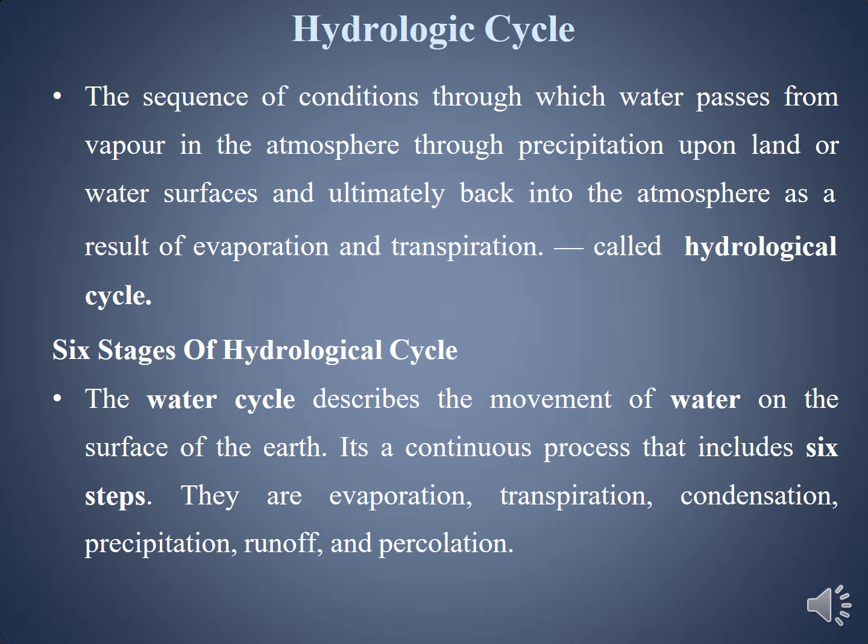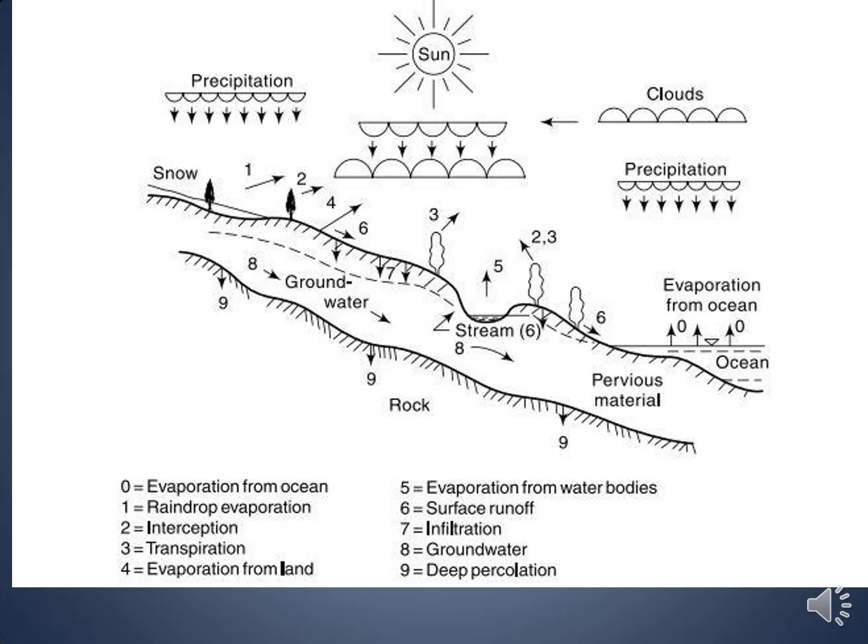So coming to the hydrological cycle, it is the sequence of conditions through which water passes from vapor in the atmosphere through precipitation upon land or water surface, ultimately back into the atmosphere as a result of evaporation and transpiration, which we call the hydrological cycle. The 6 stages of the hydrological cycle are evaporation, transpiration, condensation, precipitation, runoff and percolation. Let me explain the 6 stages of the hydrological cycle in detail.